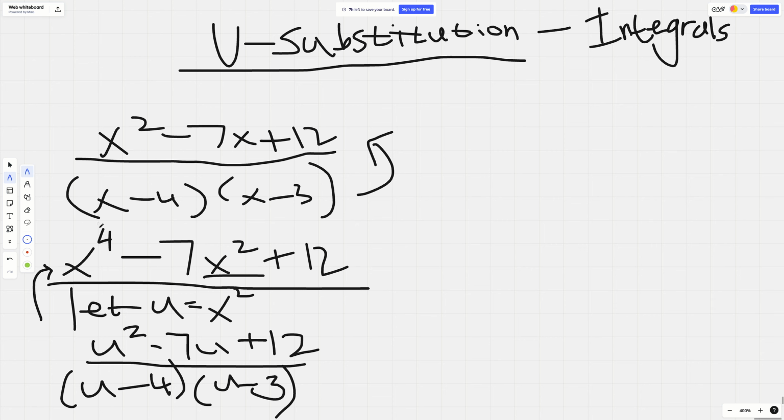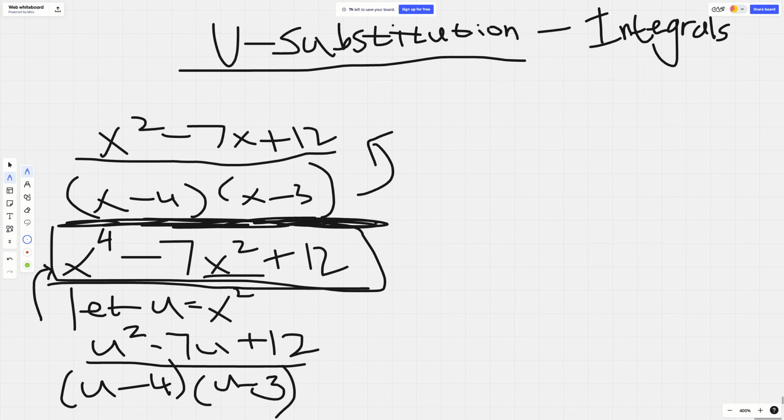But wait a second. We were originally given the problem in terms of x. We were trying to factor x to the 4th minus 7x squared plus 12. And so if we give an answer as u minus 4, u minus 3, the grader or anyone reading this answer is going to be very confused. It's like, okay, I don't see u in the problem anywhere. I don't see u in the input. What in the world is u? And so we have to take our answer in terms of u and plug x squared back in for it to get it back in terms of x.